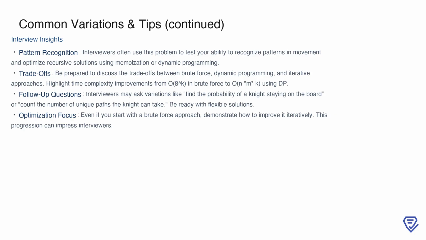For instance, while brute force is straightforward, it has a time complexity of O(8^K), which is impractical for large inputs. Dynamic programming, by contrast, reduces this complexity to O(n*m*k) by leveraging previously calculated results. Be prepared to explain these trade-offs clearly.